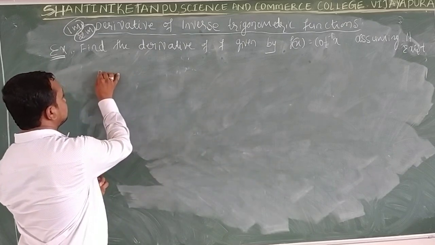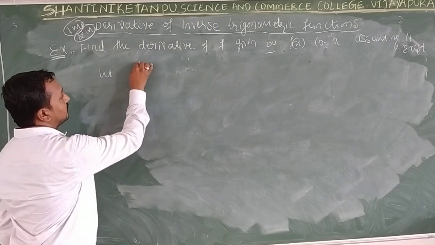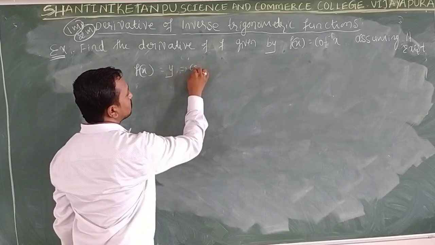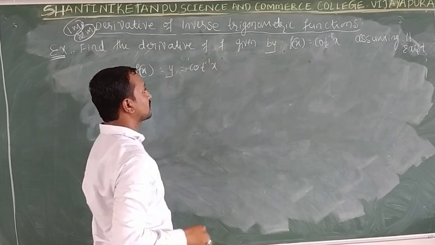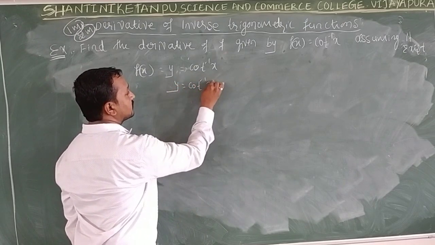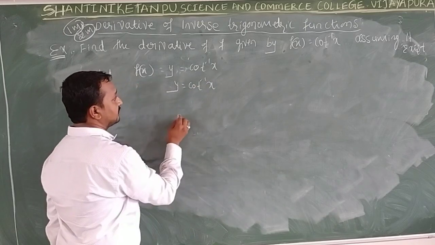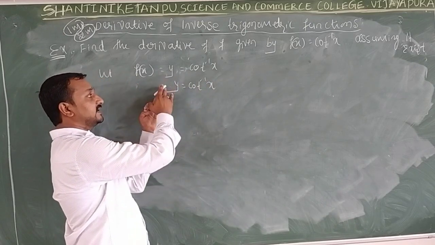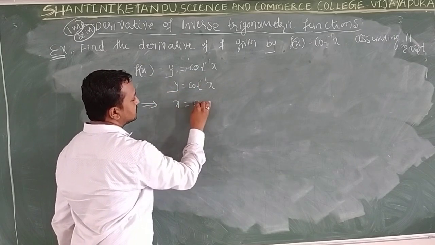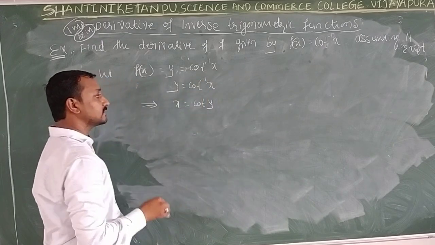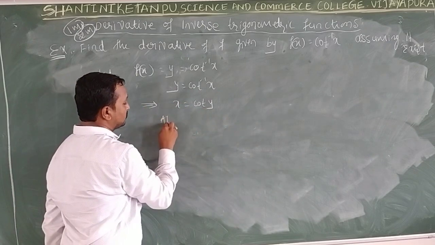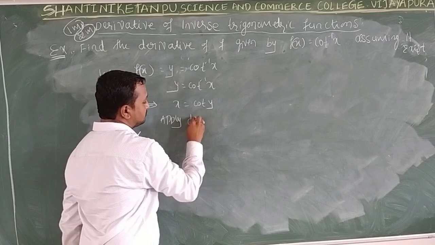So first let us take the function f of x as y equal to cot inverse of x, or y equal to cot inverse of x. Then the cot inverse function shifted to the left hand side becomes a standard trigonometric function. That is, this step will imply that x equal to cot y. So this is an implicit function. Then apply the derivative on both sides.